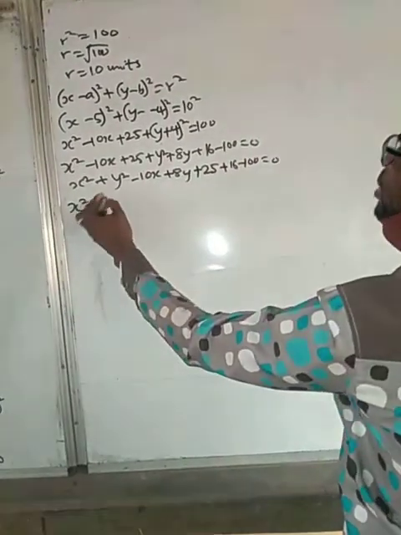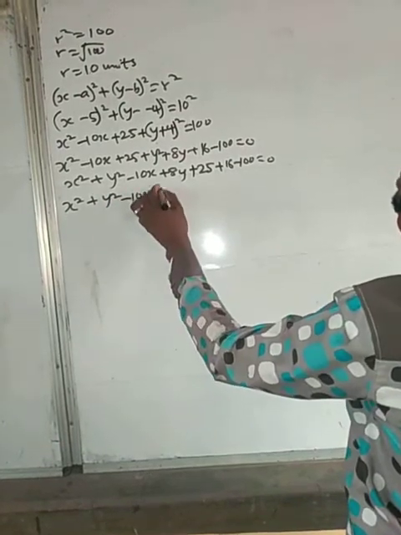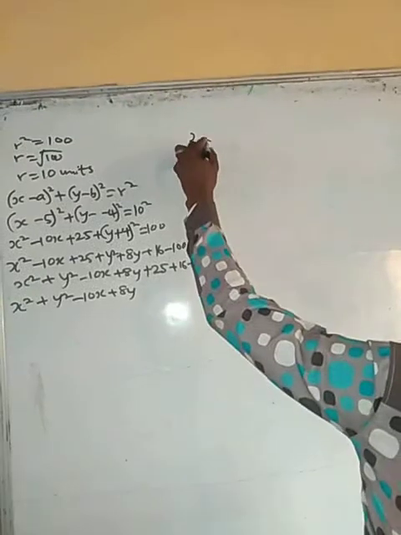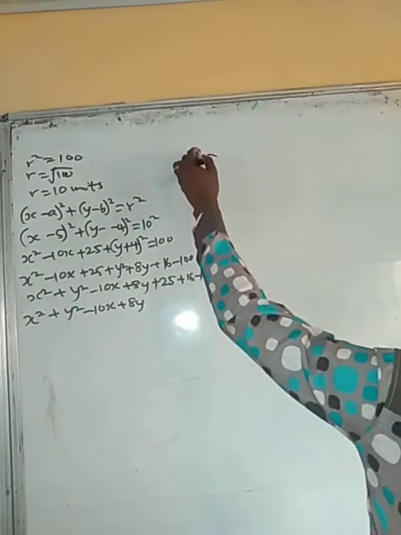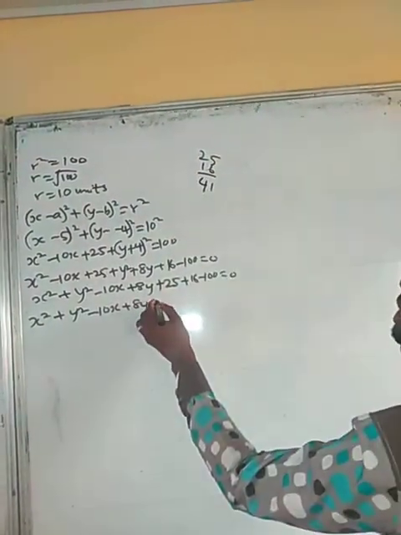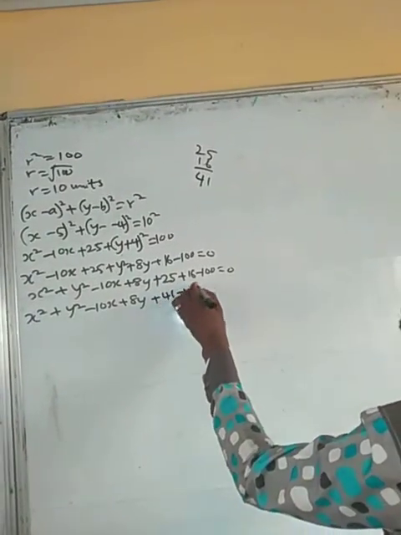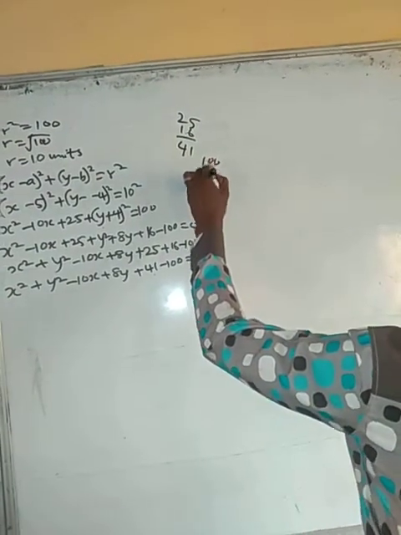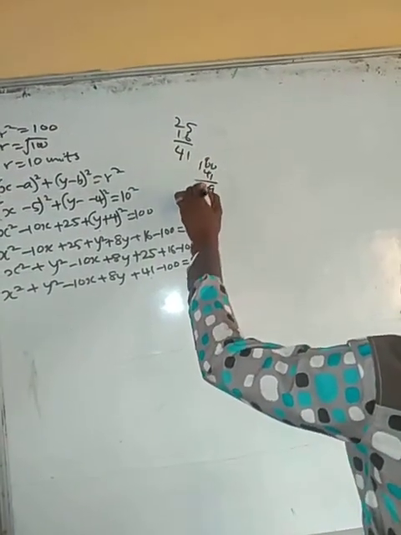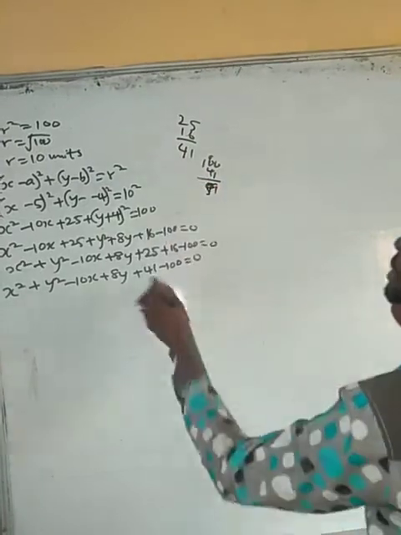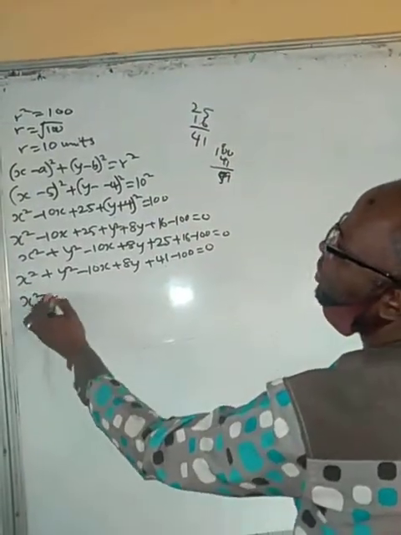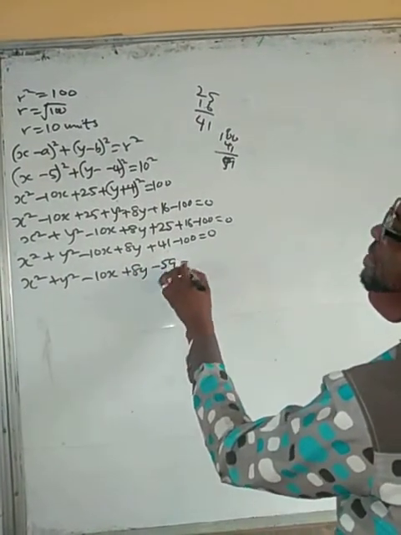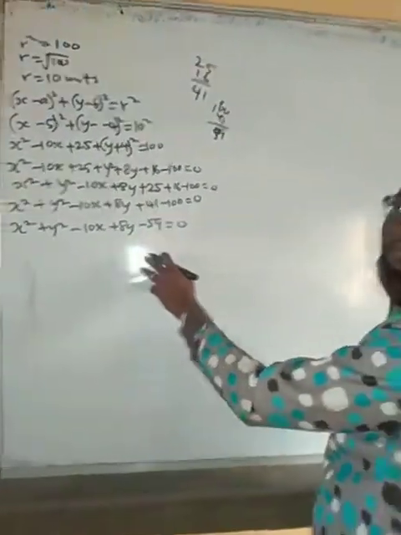So x squared plus y squared minus 10x plus 8y, 25 plus 16 is 41. So we have plus 41 minus 100 is 0. 41 minus 100 is minus 59. So x squared plus y squared minus 10x plus 8y minus 59 is 0. This is the equation of a circle.